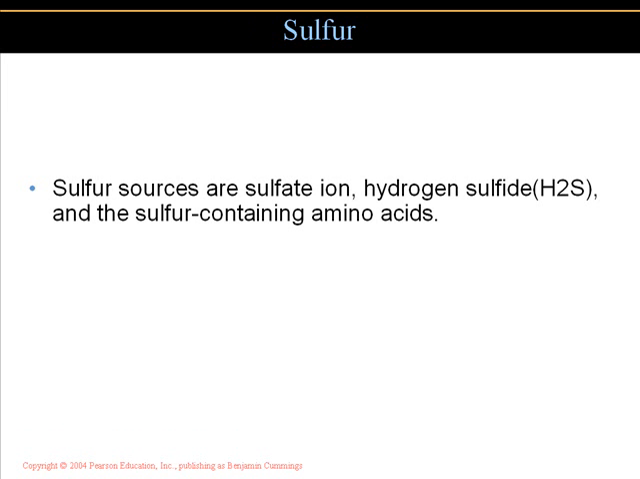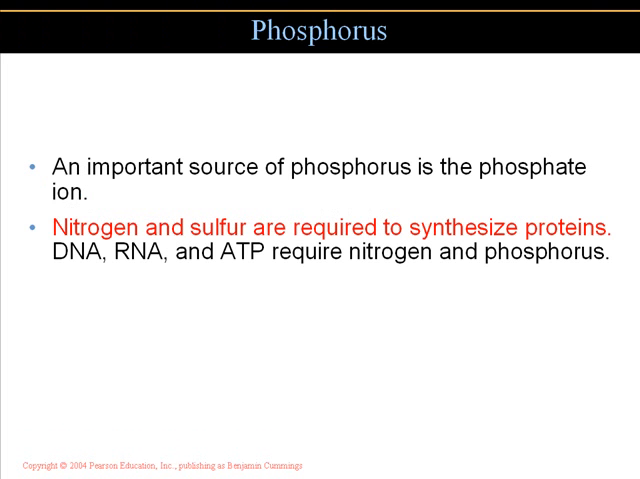Sulfur can also be used as a source. Again, these aren't substances we typically think about for the biological system, but for microorganisms, sulfur can be a source. Sulfate ions, hydrogen sulfide, and sulfur-containing amino acids can be utilized.